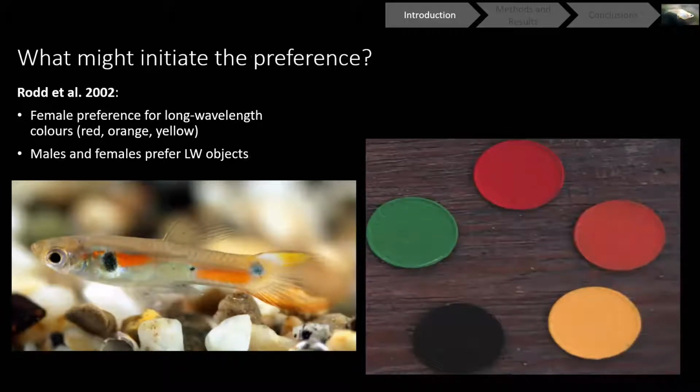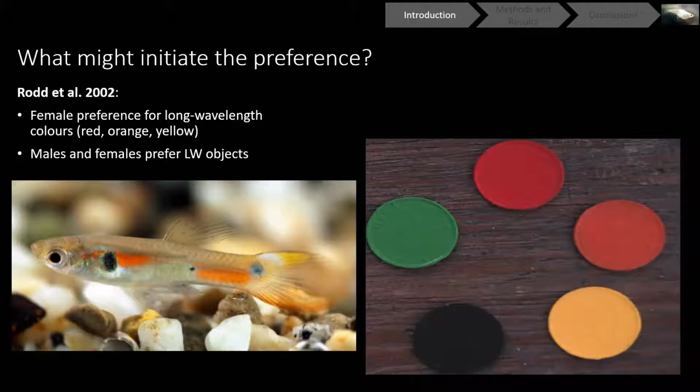Female guppies prefer males with long wavelength colors. So this is red, orange, and yellow. This study from Rodd et al. 2002 looked at both male and female preferences for these long wavelength objects. They presented them with these objects, and they found that both males and females were strongly responsive and preferred long wavelength colored objects.